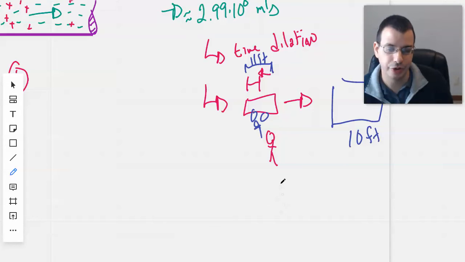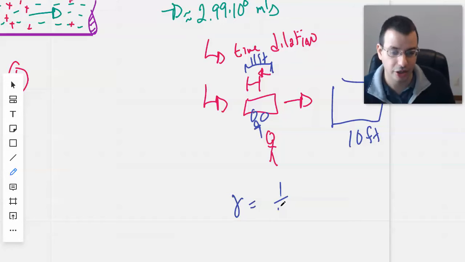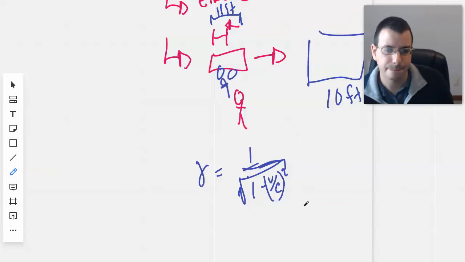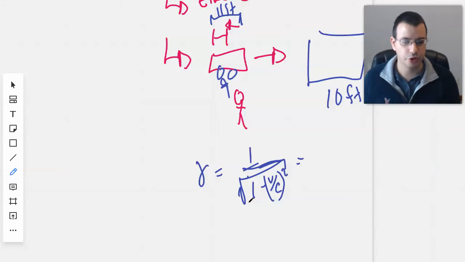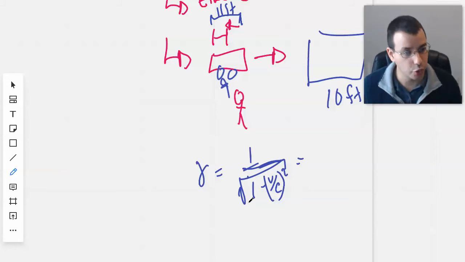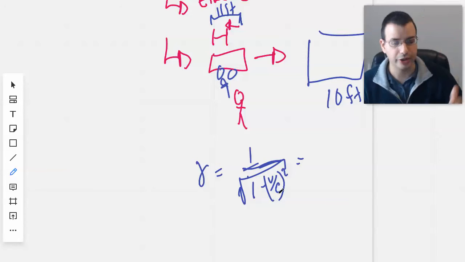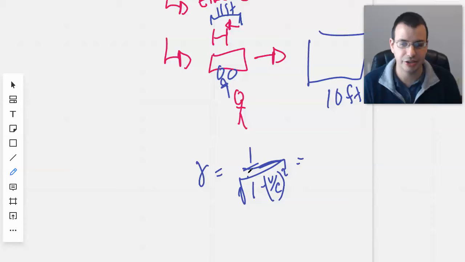The factor you hear of, gamma, is basically the factor of time dilation or length contraction, and it's going to be based on how fast you are going with respect to the speed of light. So it will be 1 over the square root of quantity 1 minus v over c quantity squared. And so the idea is, if you're going at the speed of light, then you have c over c squared, which is 1. 1 minus 1 is 0, and therefore time stops for you. The same thing with length contraction.